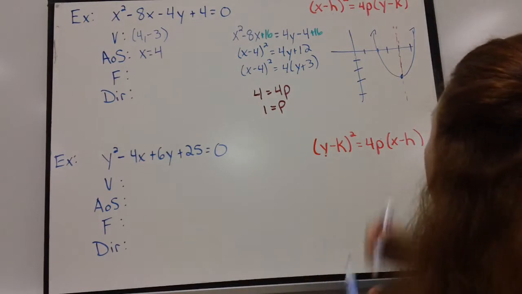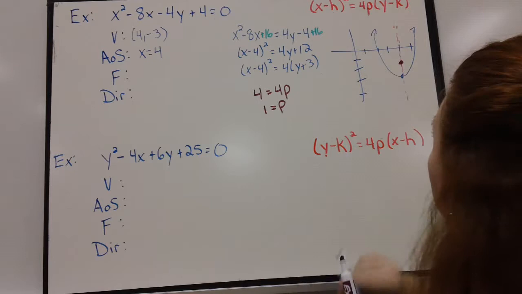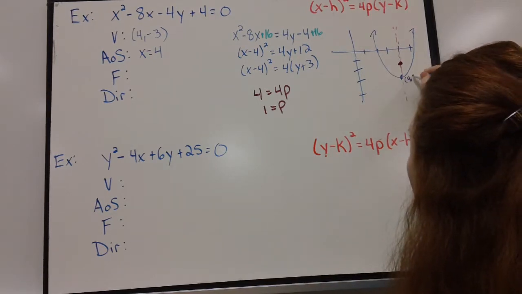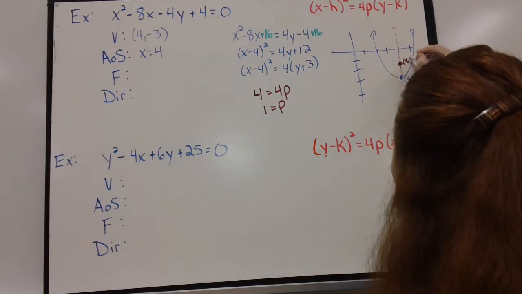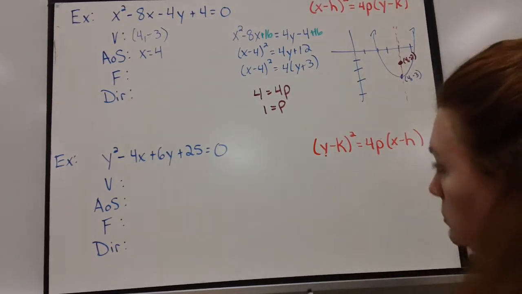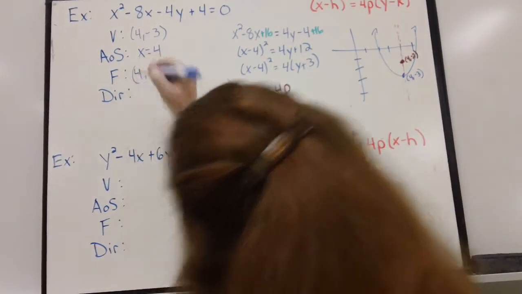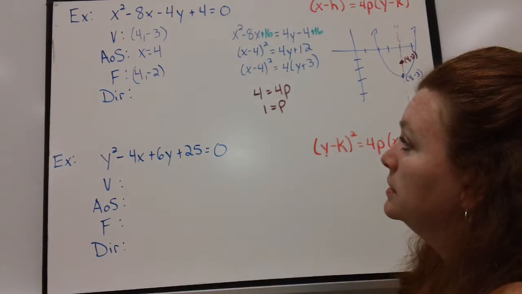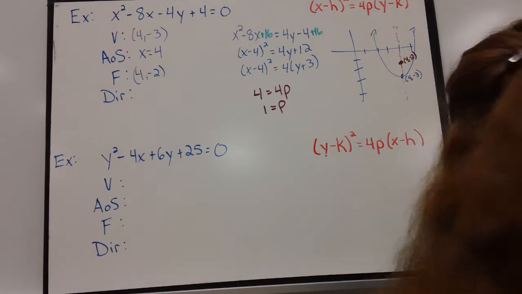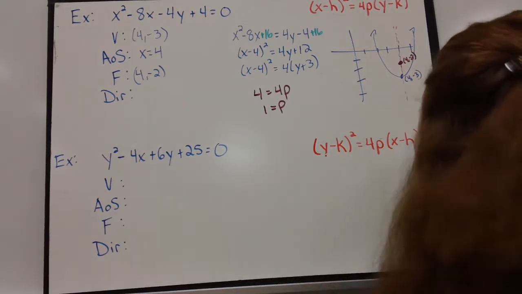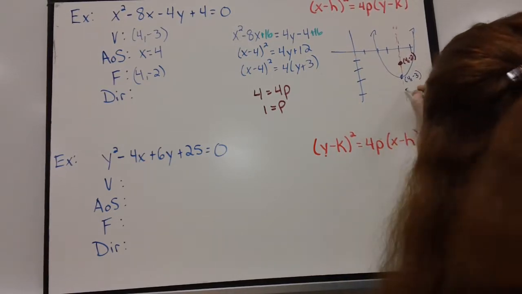Oh, I want to use this color again. There it is. Now, I forgot to write this one. This is the point (4, -3). So when I moved up 1, I ended up at (4, -2). And so (4, -2) is my focus. My directrix is going to be my green marker. Trying to keep up with all the colors here. If I went up 1 for the focus, I must go down 1 for the directrix.